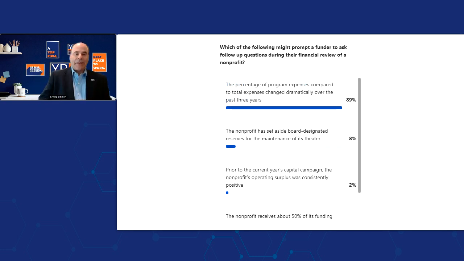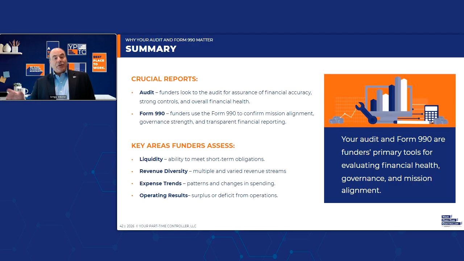All right. So together, our audit and 990 are going to give funders a clear picture of our financial health, governance, and mission alignment. Funders use these reports to quickly assess whether the organization is stable. It's going to measure its transparency and how well the organization is managed.